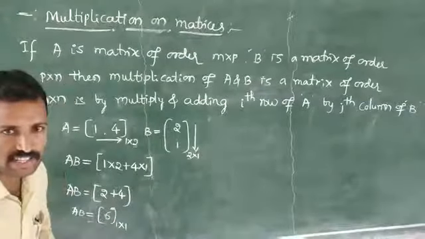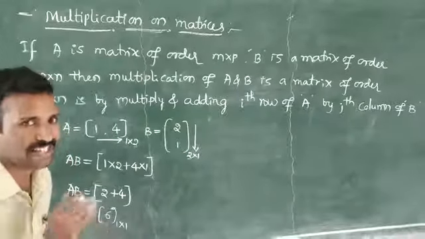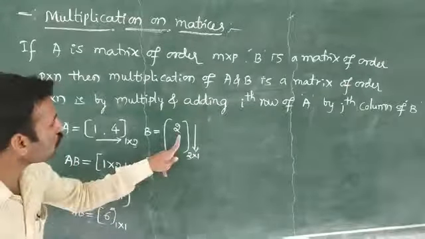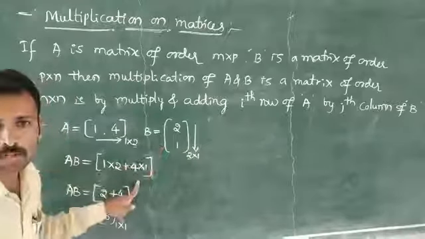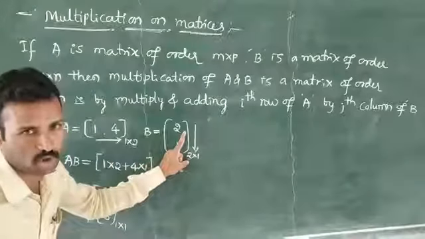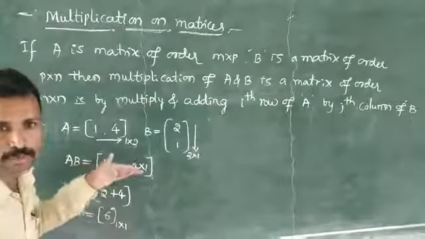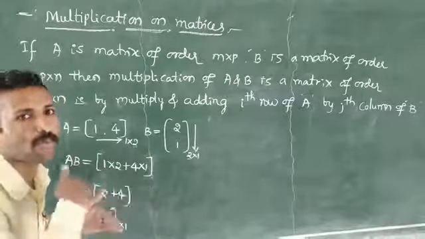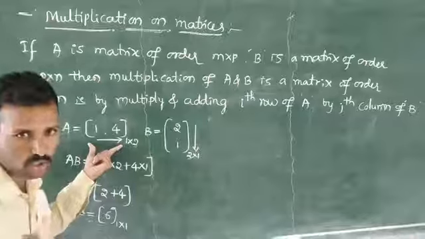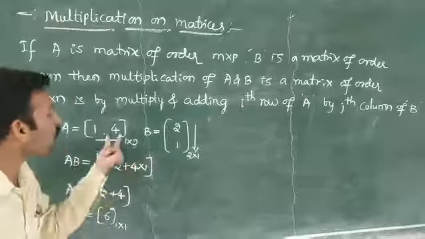In matrix multiplication we take the first row with the first column, the first row with the second column, and so on. Here, the first row, first column entry is 1 into 2 plus 4 into 1: the respective ith row with the respective jth column, multiplying and adding the corresponding elements. Here there is only one row and one column, so only one entry is possible, that is 1 into 2 plus 4 into 1.